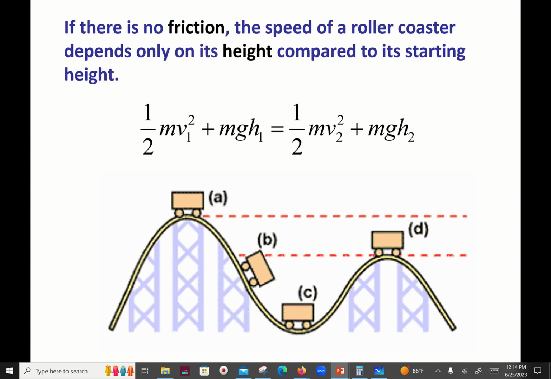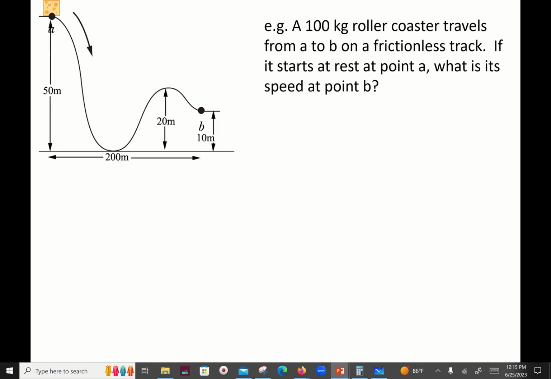So let's start off with an example of a roller coaster. For a roller coaster, there's no springs, so the only energies involved are kinetic energy, 1/2 mv squared, and gravitational potential energy, mgh. So if there's no friction, the speed at any point only depends on the height compared to where it starts off. So the total energy at any point is 1/2 mv squared plus mgh. So let's do an actual problem here.